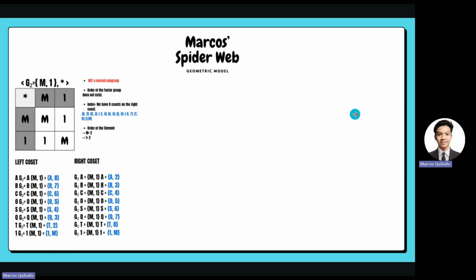So that's how we find or explore the left coset and the right coset of our subgroup, which is G sub 2. And it is also the same for finding the left coset and right coset of the other examples.